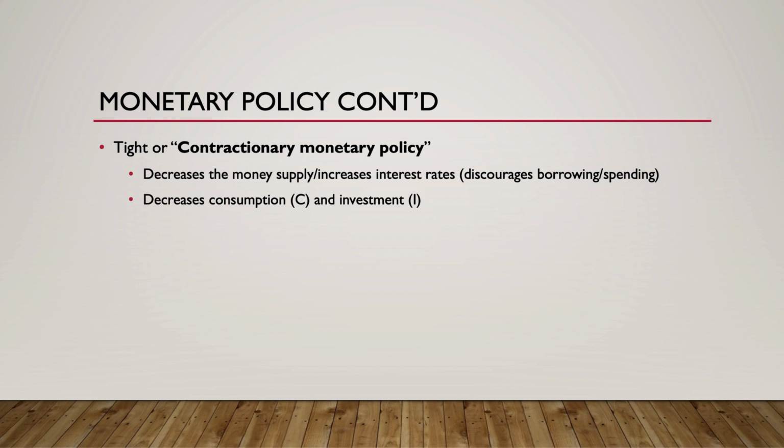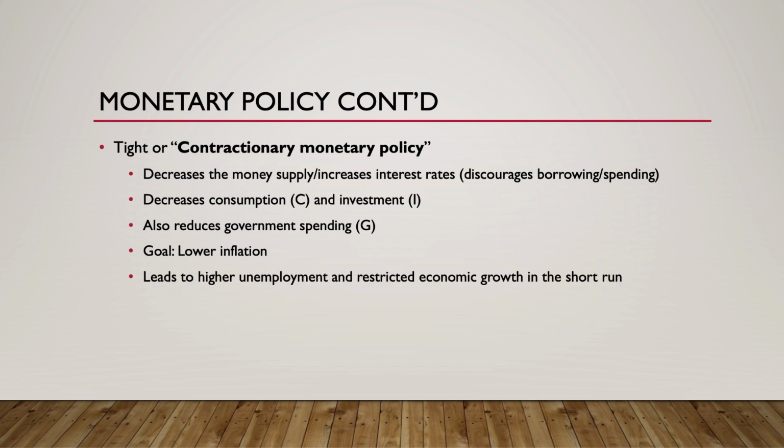Also, by increasing interest rates on U.S. Treasury securities, the federal government's cost of borrowing is greater, and so this reduces the amount that the government can spend on other purchases. The goal of contractionary monetary policy is to lower inflation. The economic consequences are higher unemployment and restricted economic growth in the short run.